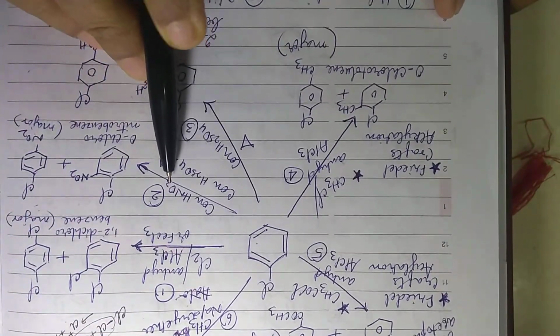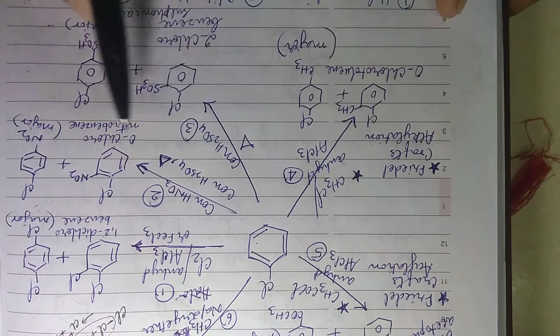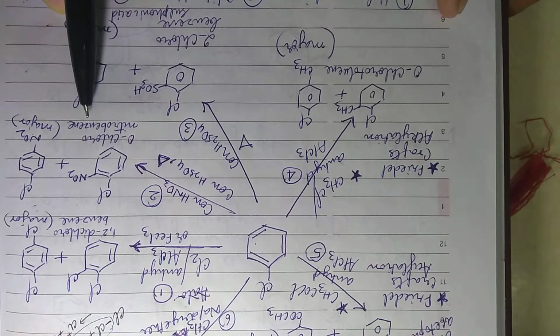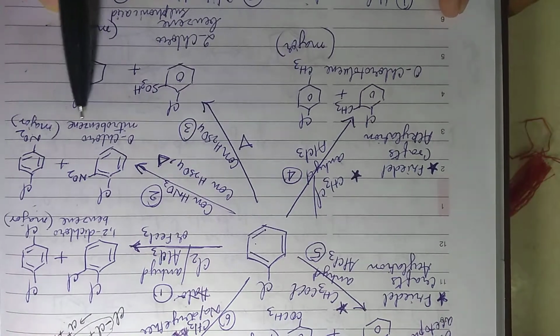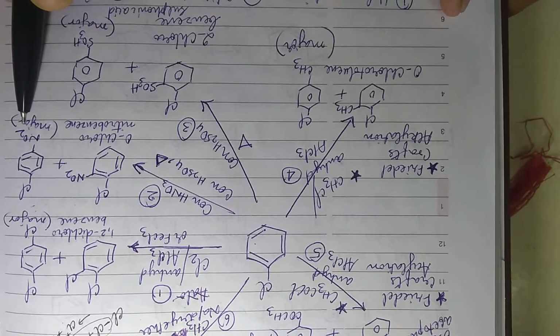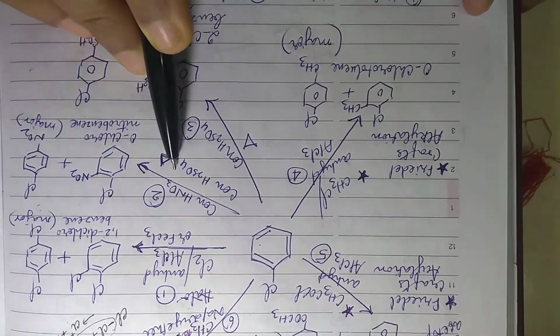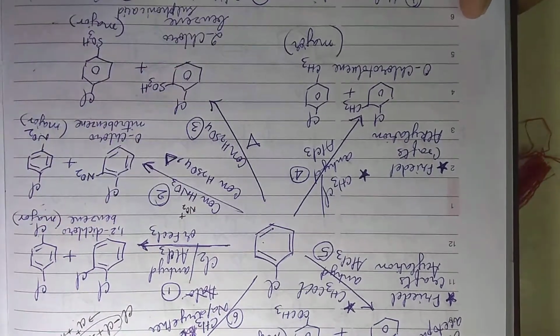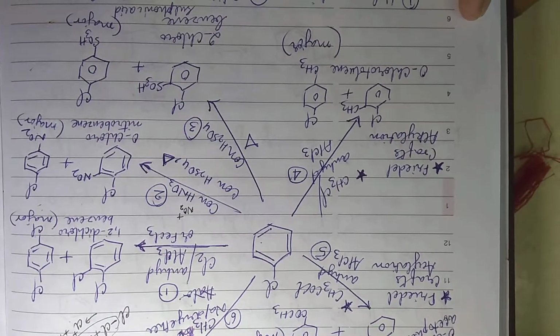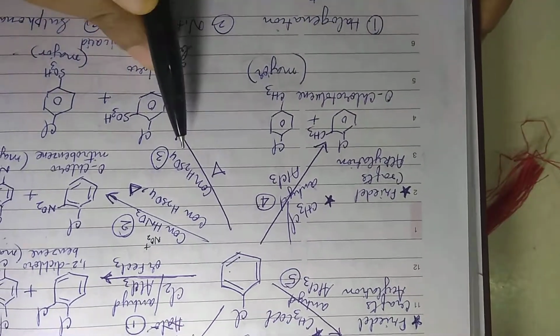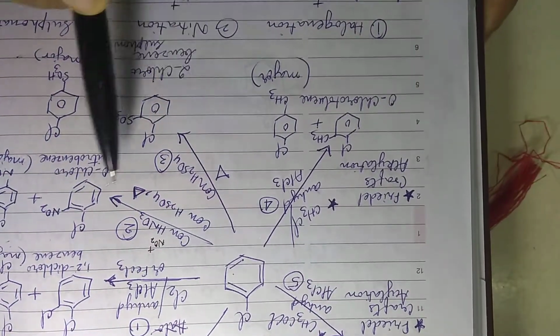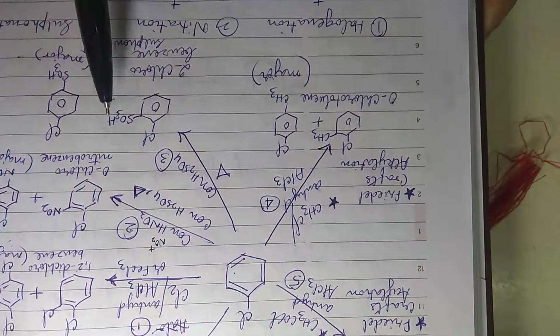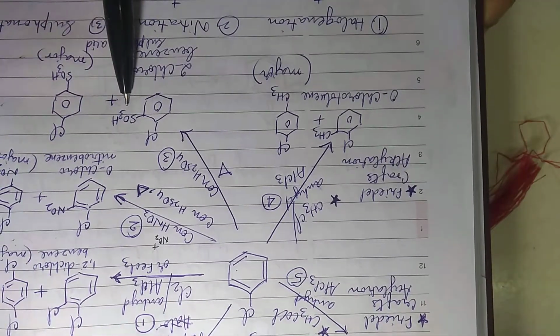Then with concentrated nitric acid and sulfuric acid, it will give the corresponding ortho-chloronitrobenzene and para-chloronitrobenzene. Again, para product is the major one. Now here, which is the electrophile? NO2 positive. This is the electrophile. Then in the case of concentrated sulfuric acid, it is sulfonation. This is nitration, this is sulfonation. You will get the sulfonic acid group getting attached.